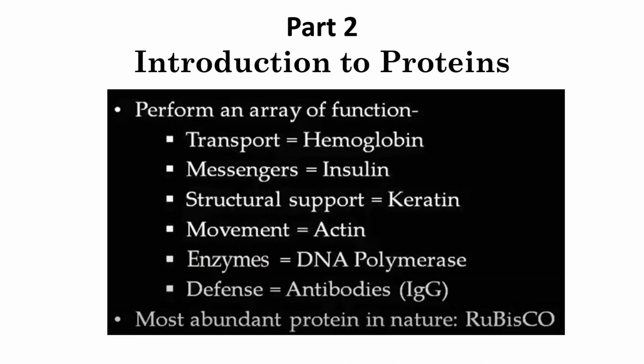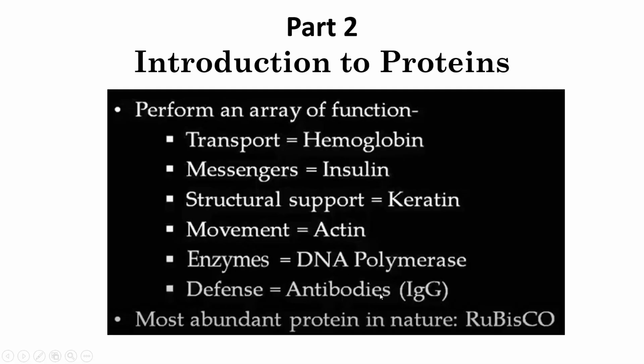So these are certain examples of those functions, like transport. Hemoglobin is the one which transfers oxygen in our body. Insulin is the one which gives message to the cell to use the glucose. Then there is structural support like keratin, which helps in making the structure of different parts of our body. In the muscle itself, there is the protein actin which helps in movement. There are enzymes like DNA polymerase which helps in replication of DNA.